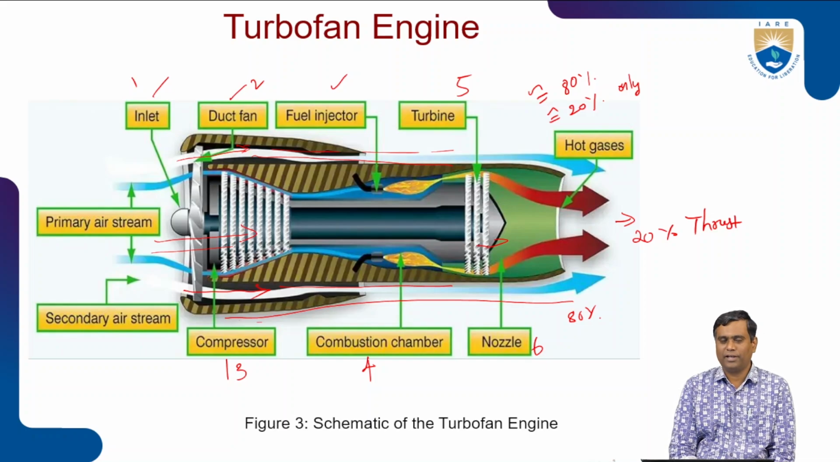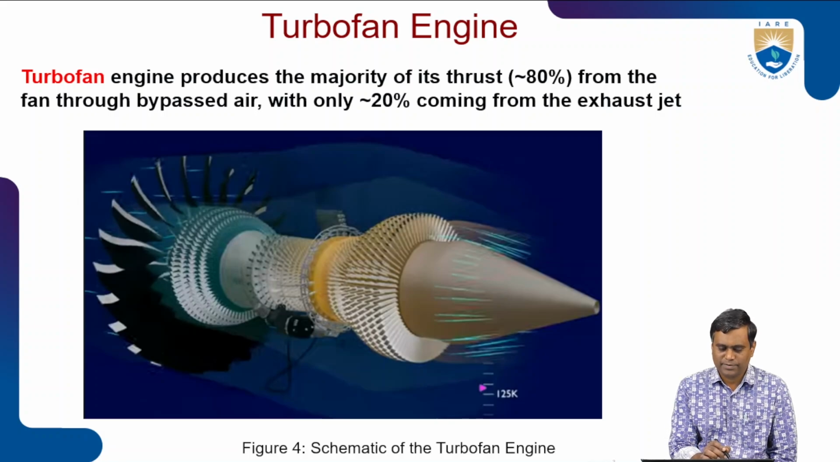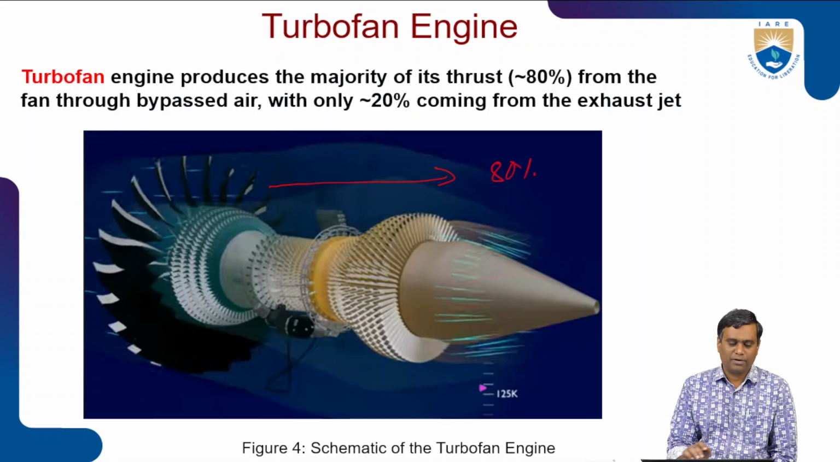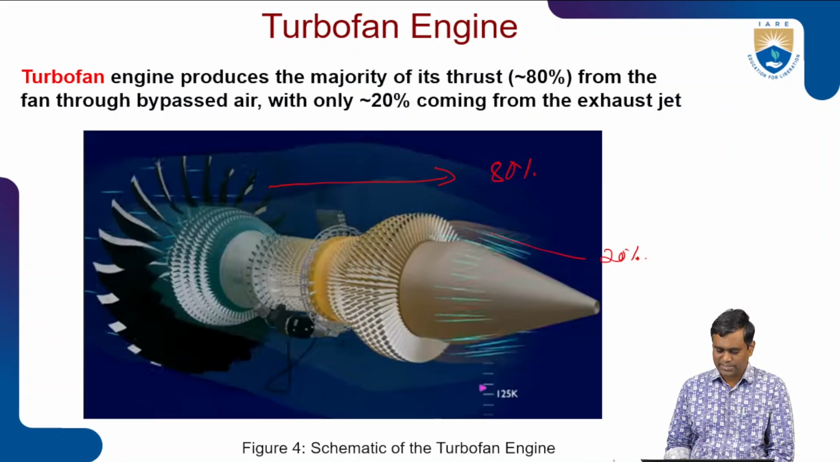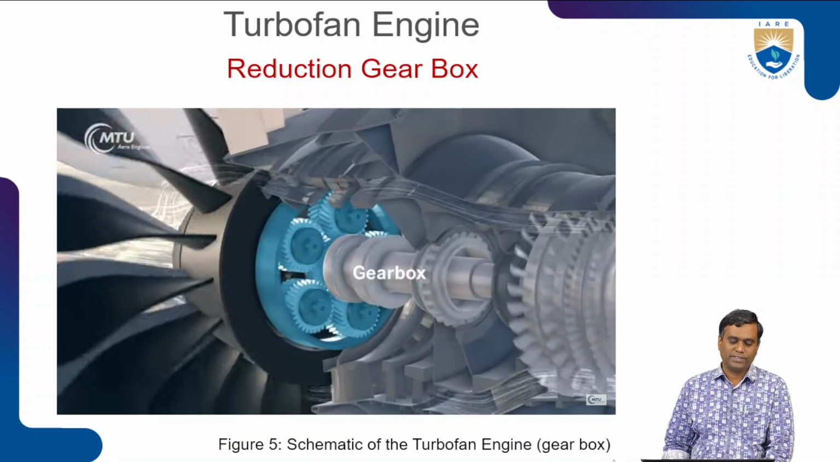So comparatively, turbofan engines are quieter and smoother, right? Turbofan engines produce the majority of their thrust, about 80%, by the fan using bypass air, and only 20% comes through the core engine from the exhaust gas. And we'll see the different types of turbofan engines.